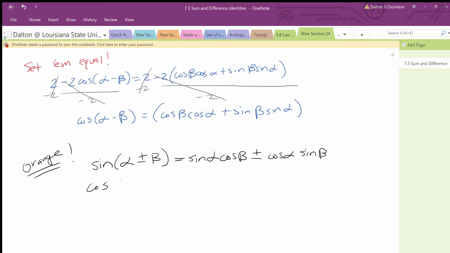It is the cosine of alpha plus or minus beta, and it's going to equal the cosine of alpha times the cosine of beta minus plus the sine of alpha times the sine of beta.